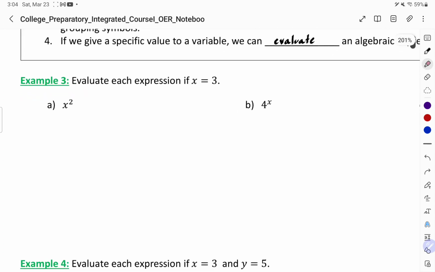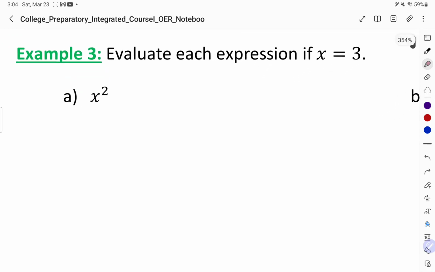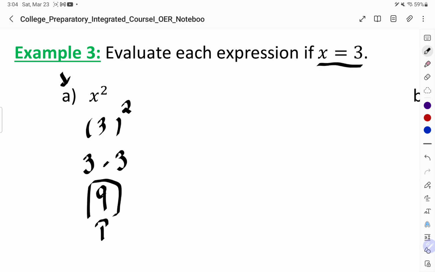If we look at letter A, this is what's going to happen. If I substitute x for 3, it looks something like this. I'm going to put it in parentheses. You don't have to, because it's going to be representing the same thing, but I just want to show what's happening here. So it's going to be 3 in parentheses with the power of 2. That means I have a 3 multiplied by a 3. So 3 times 3 is equal to 9. So if I evaluate A when x is equal to 3, my answer is going to be 9.